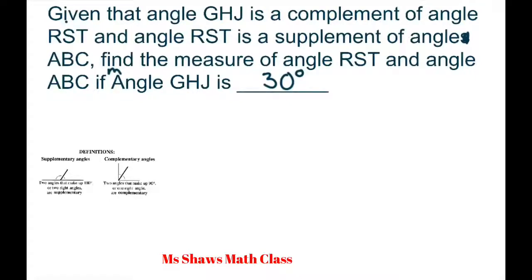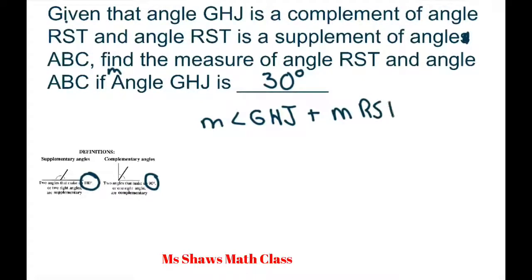First of all, just know that supplementary angles have a sum of 180, and complementary angles have a sum of 90. So let's fill this out by reading it. The measure of angle GHJ plus the measure of RST should equal 90 degrees, because it says it's a complement of angle RST.